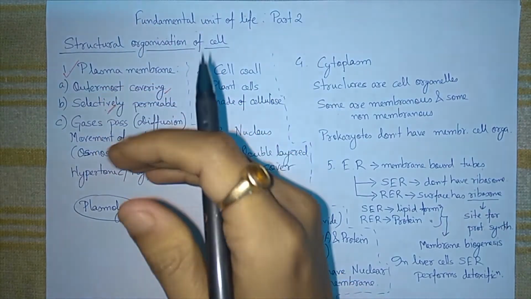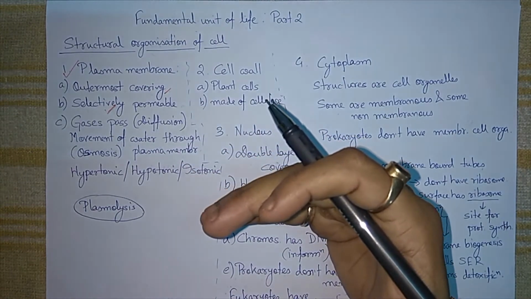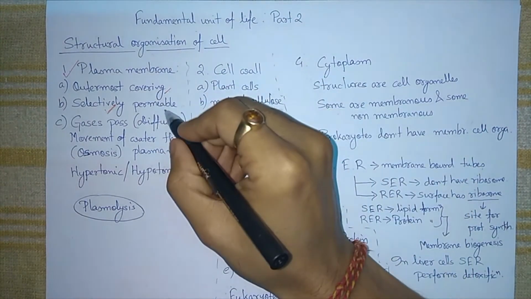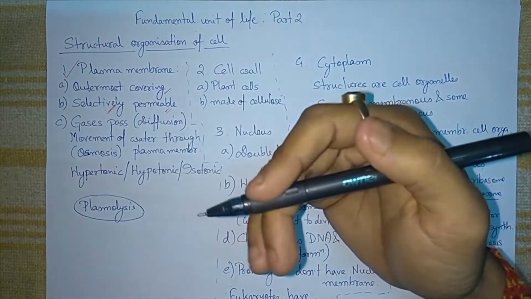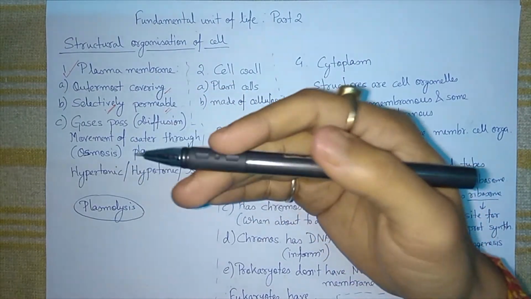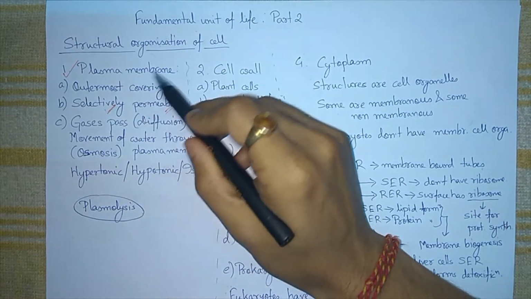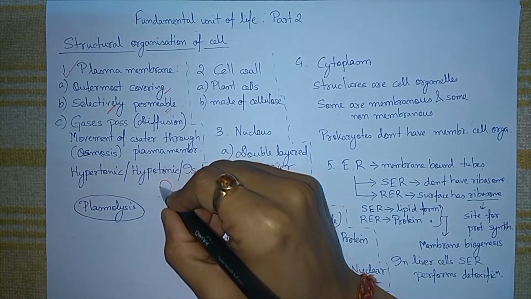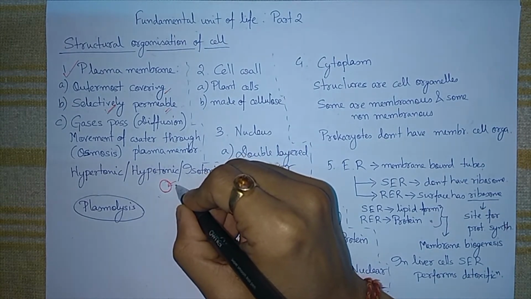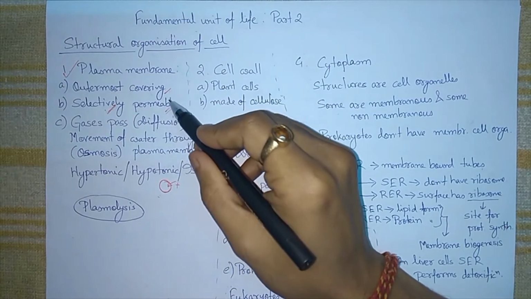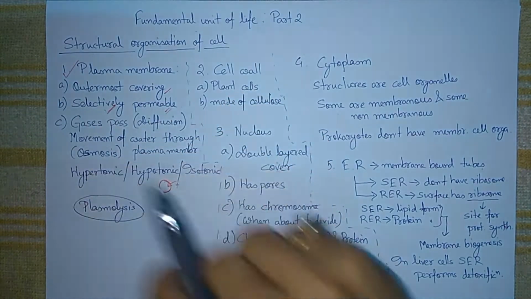Selectively means it chooses some constituents and it ignores some. Permeable means it allows things to pass through it. It permits to pass through it. Remember, plasma membrane allows some substances to pass through it. Some substances can pass through it and some cannot. So it is selective in giving permission. That is why it is known as selectively permeable.